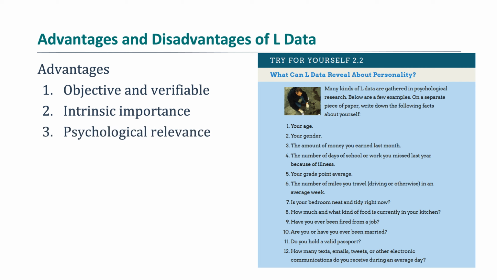L data are usually affected by and uniquely informative about psychological variables. For example, conscientiousness is needed to hold down a job. If you're less conscious about things, generally people that are really low in conscientiousness have a hard time keeping a job, whereas people with high conscientiousness are going to hold the job pretty well.